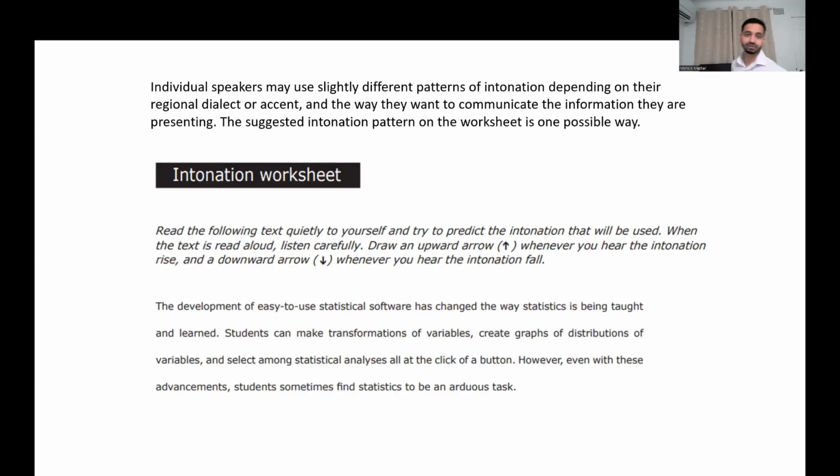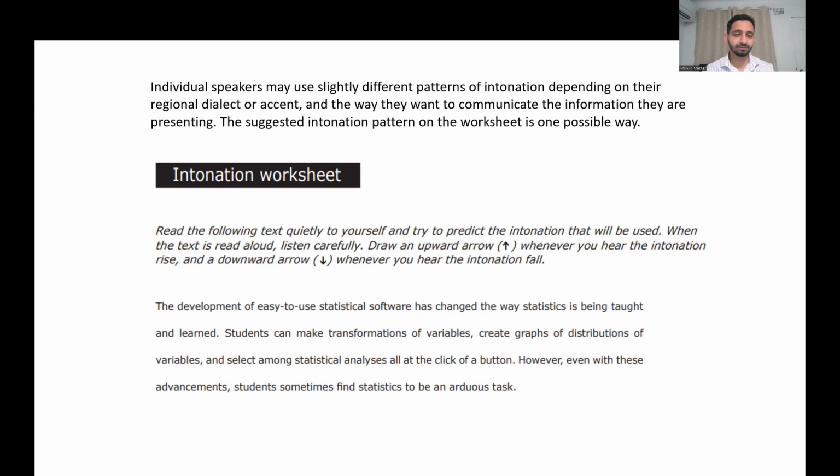All right. So in this one, I want you to draw up and down arrows where you think the intonation should be. A note at the top says individual speakers may use slightly different patterns of intonation depending on their regional dialect or accent and the way they want to communicate the information they are presenting. The suggested intonation pattern on the worksheet is one possible way. So again, even Pearson is telling you that there is one possible way of using the intonation, right? It depends on how you want to communicate the information. It really depends on your intent.